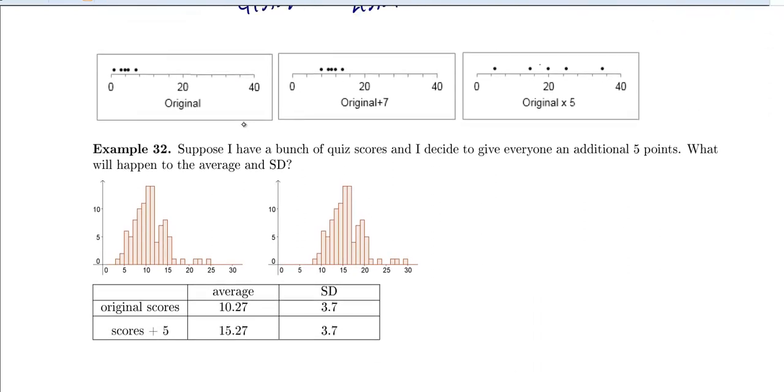So for our next example, suppose I have a bunch of quiz scores and I decide to give everyone an additional 5 points. What happens to the average and SD? So this is my original, and this is plus 5. Notice, again, it looks like you took the whole histogram and just moved it over 5 spaces. And notice when you look at the average that all they did was add 5 to the average. So 10.27 to 15.27. The SD though didn't change, again because all I did was shift up my data, so I didn't change how much it was spread apart, so the SD doesn't change.